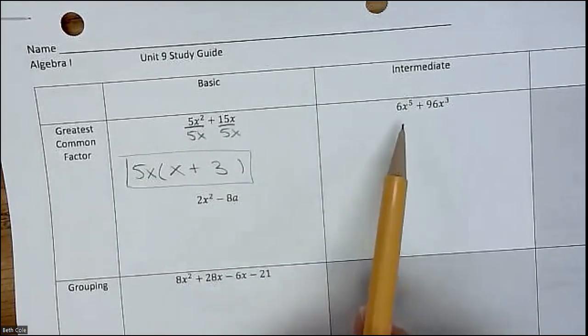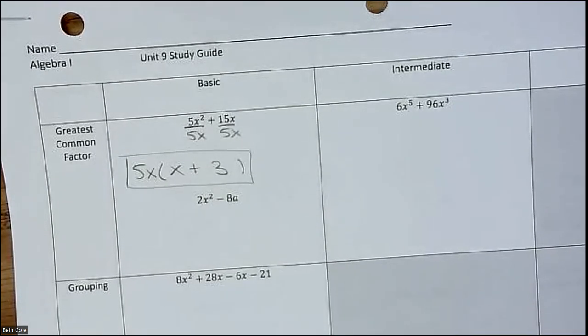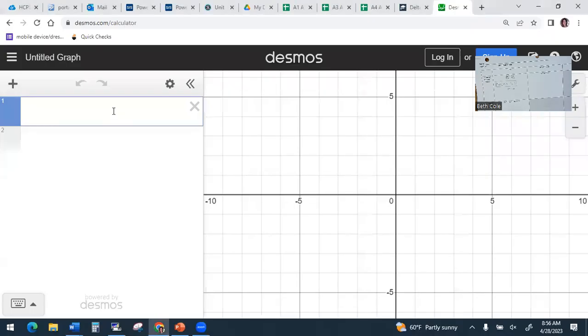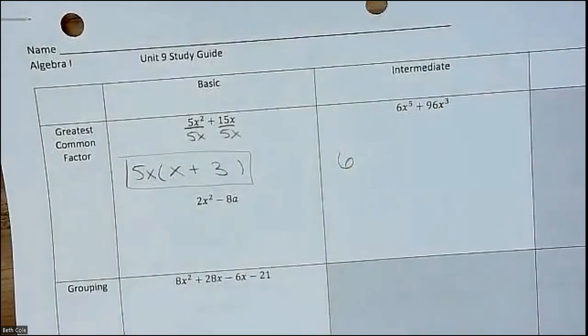All right, and then this one's a little tougher. What could you divide out of both of those? Well, if you don't know, you can use Desmos, which here, let me bring this up and then I'll share my screen. Do you remember how to type this in? GCF parenthesis and then the numbers, what is it, 6 and 96? There you go, it's 6. So we can divide out 6 and then what else?